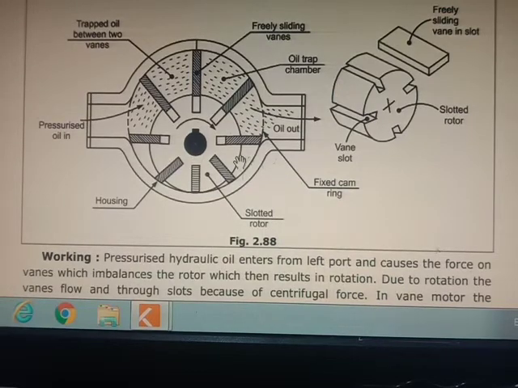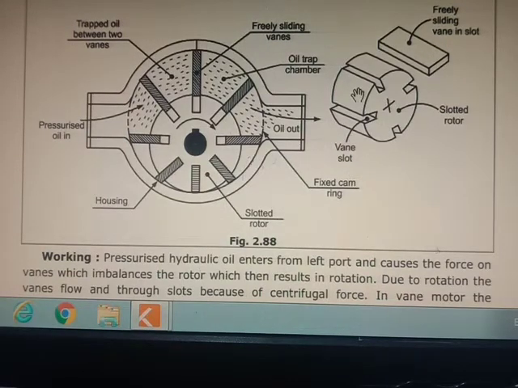So this is the construction part. The slots are provided, and in these slots the vanes are provided. These vanes are fixed against the spring, and there is one central cam ring provided. All the vanes are sliding against this cam ring. So you can see here the slotted rotor, where the slot is there, and the vanes are provided here. You can see the construction here.